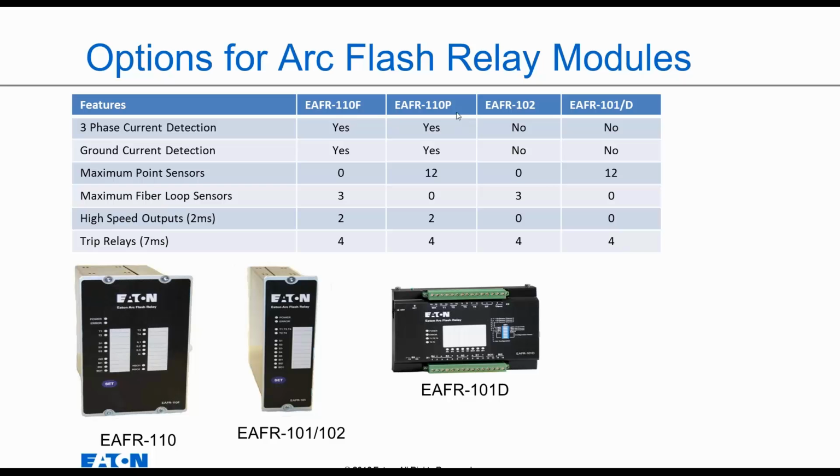So three-phase current detection. Here are relays that have current and light. These are light-only type relays. You can have point sensors, or you can have fiber loop sensors. So here's 3 channels on that, 12 sensors on this particular relay. And then from that relay, for a system design, we need high-speed outputs for tripping, and we also need inputs for receiving signals from other light sensors.